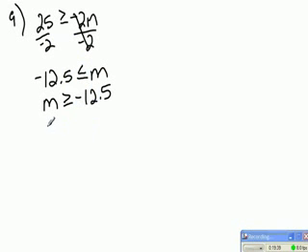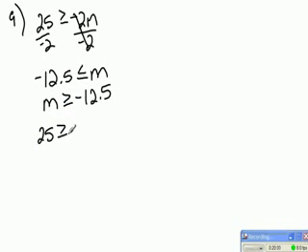I'm going to choose negative 13. Will that work? And this is the mistake a lot of people are making. M has got to be greater than negative 12.5. Is negative 13 greater than negative 12.5? No. You could use negative 12, so let's do that.